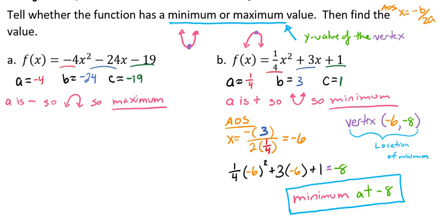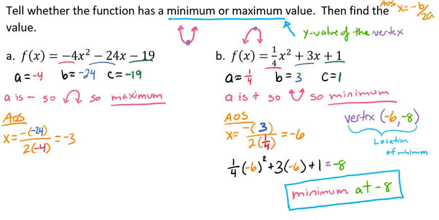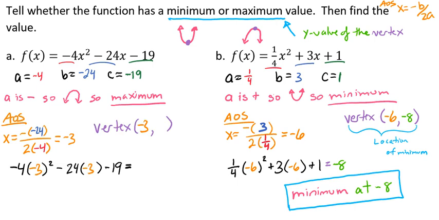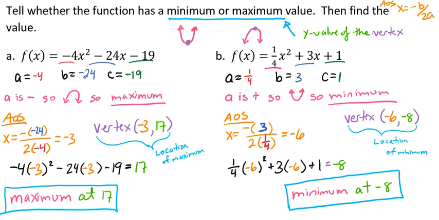So first you should have decided that this had a maximum value because our a value was negative. Then you should have found the axis of symmetry, which gives us an x value of -3. Then to find the y value of your vertex, you should have plugged the -3 back into the equation, which would have given you a value of 17. Now remember that that's the location of our maximum. And so here we're able to say that we have a maximum at 17, or a maximum at -3, 17.